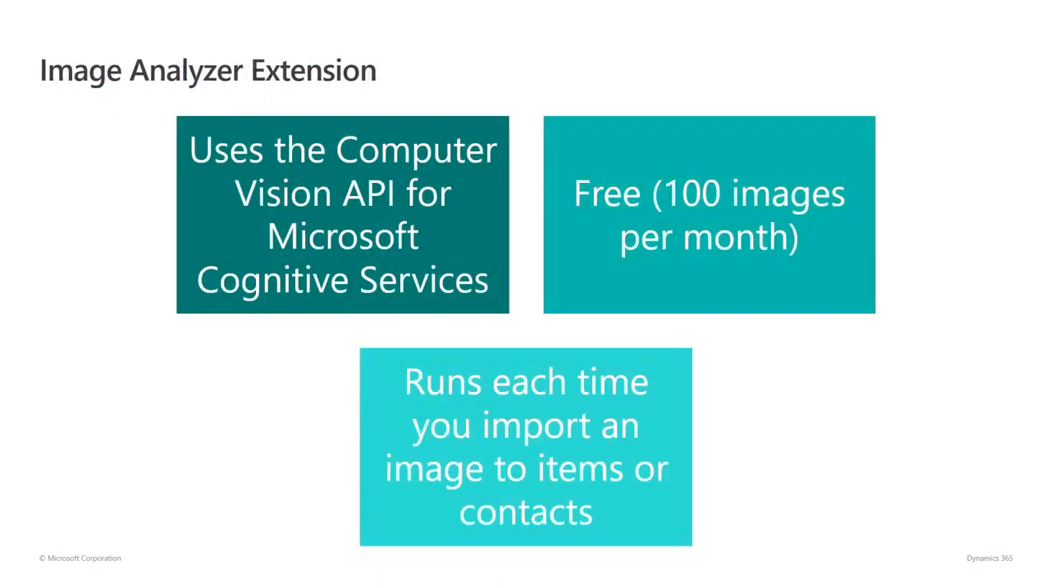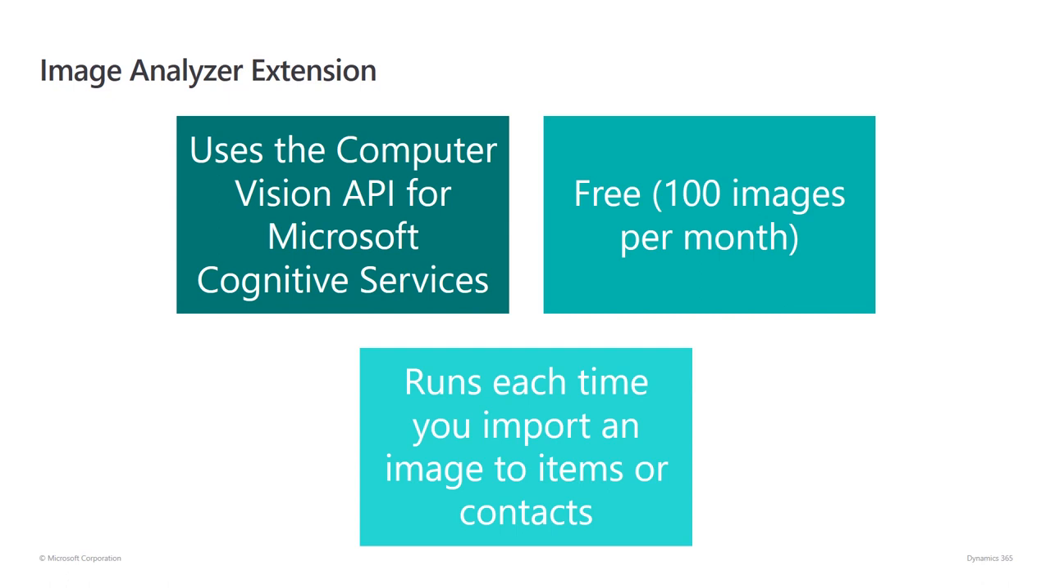Last of the three AI-related features that we're going to present is a product capability that uses the Computer Vision API for Microsoft Cognitive Services for image analysis. Yet again, this is implemented by means of an extension, the so-called Image Analyzer extension. Using the Image Analyzer is free in Business Central, but there is a limit to the number of items that you can analyze during a certain time, so this is a freemium offer. By default, you can analyze 100 images per month.